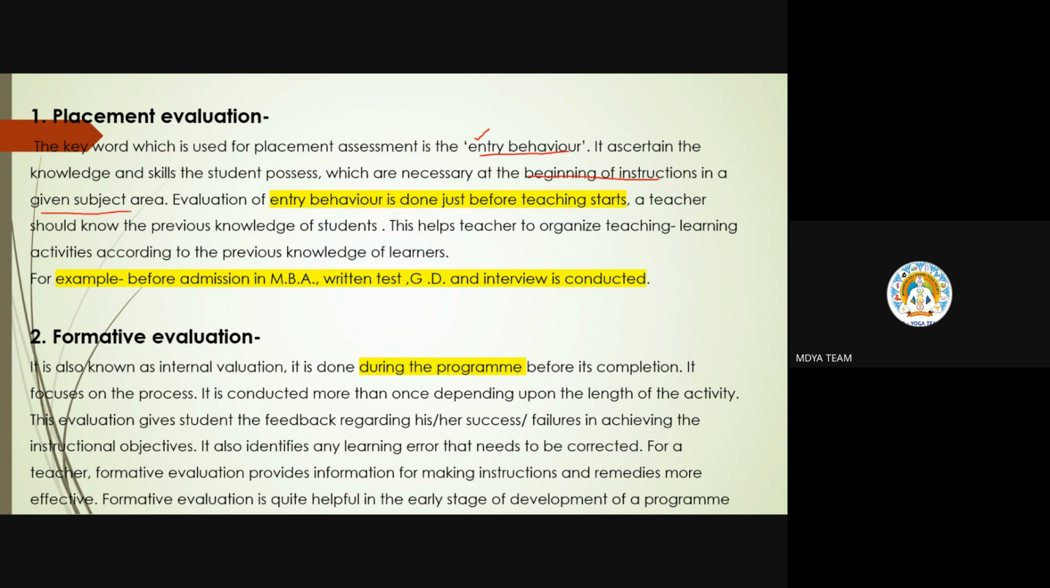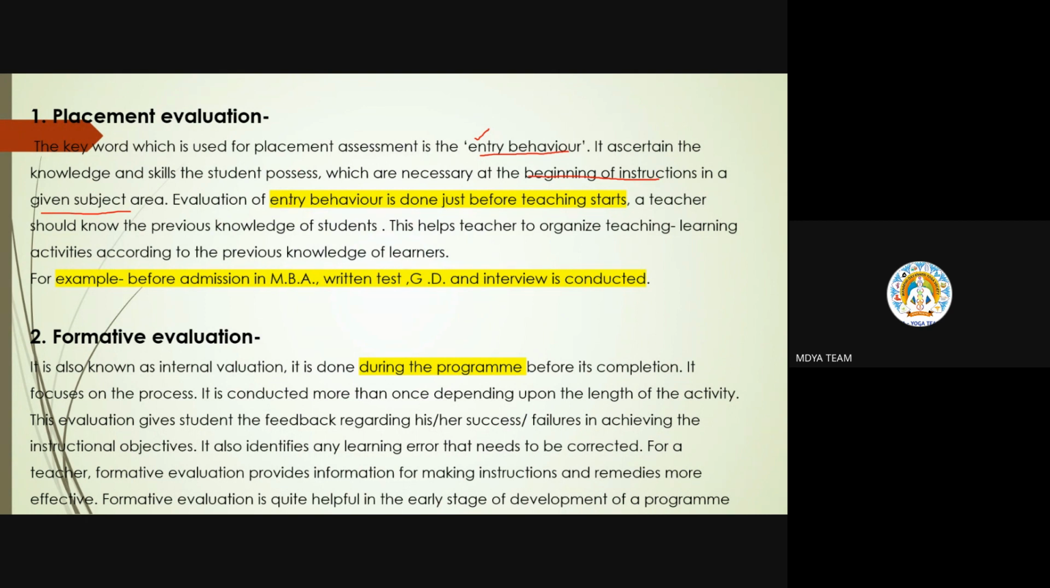Like your UGC NET examination. This examination is the entry behavior examination, and just after this examination you are not able to get a job. This is just the entry behavior. If you pass this examination, it means you are eligible for becoming an assistant professor, and for that job you have to again appear for some kind of exam or interview. So this is just the entry behavior, happening at the beginning of instruction in the given subject area.